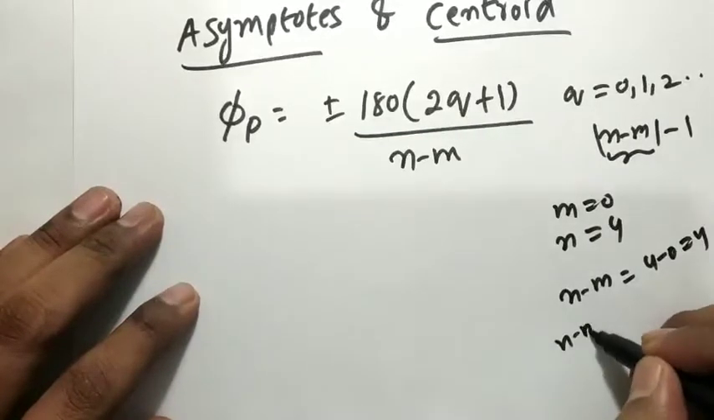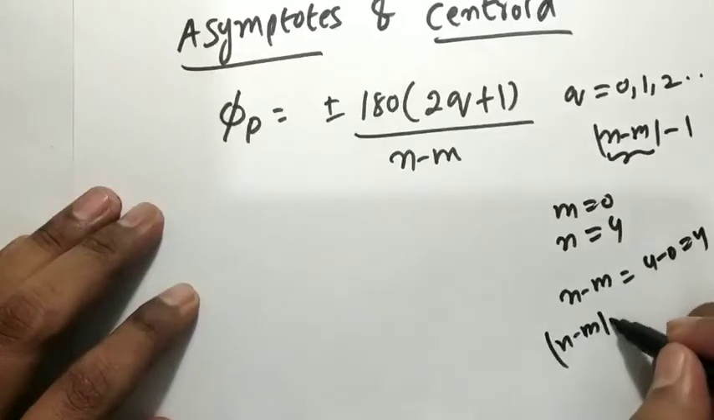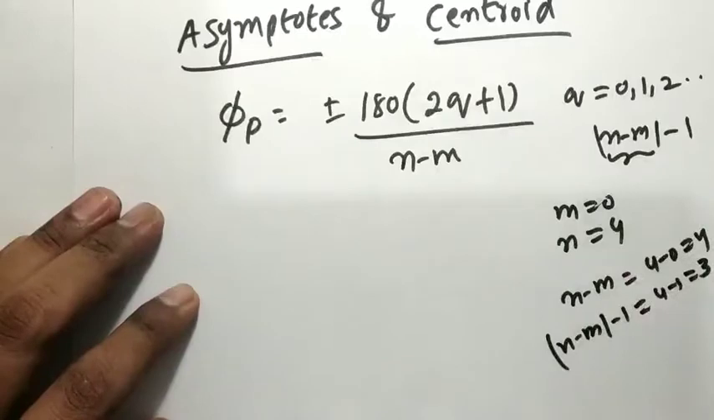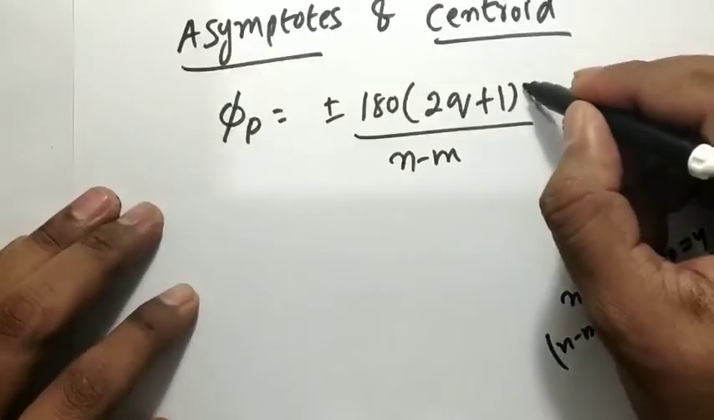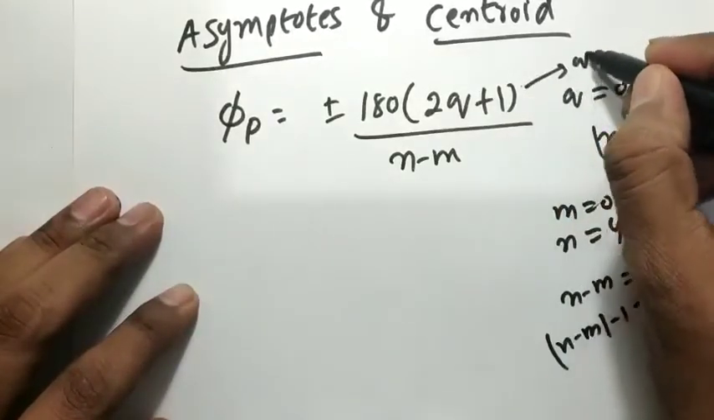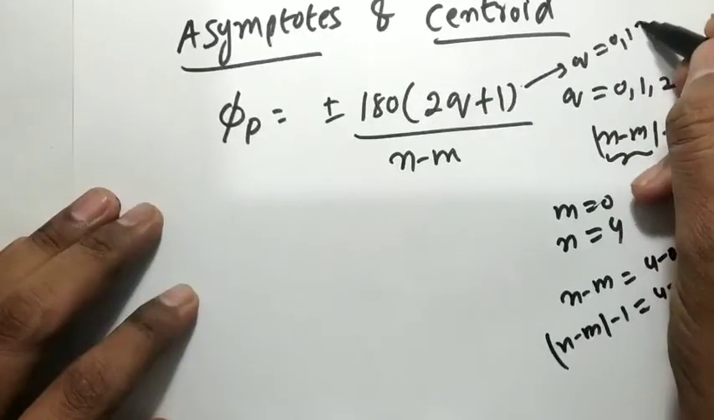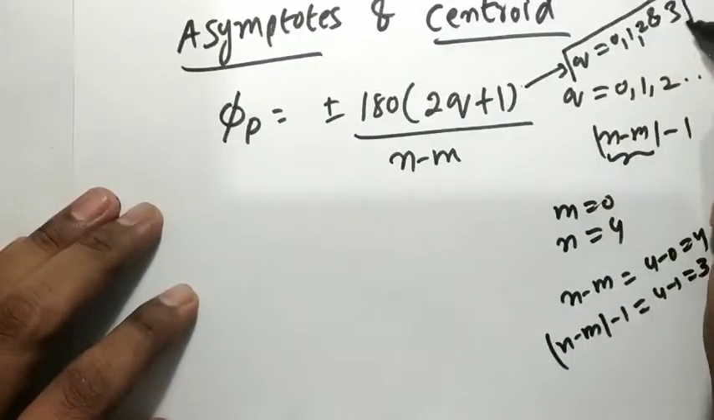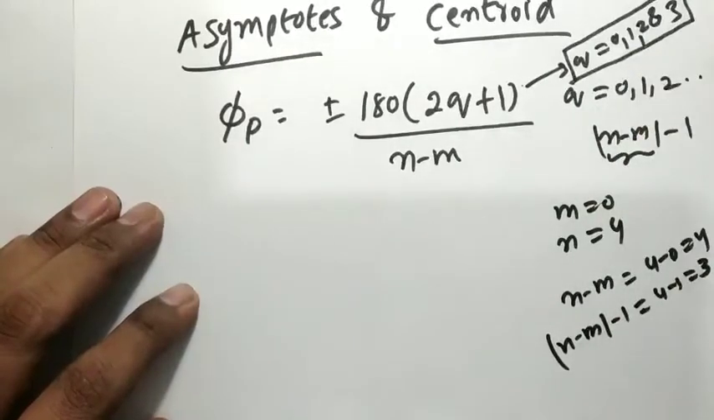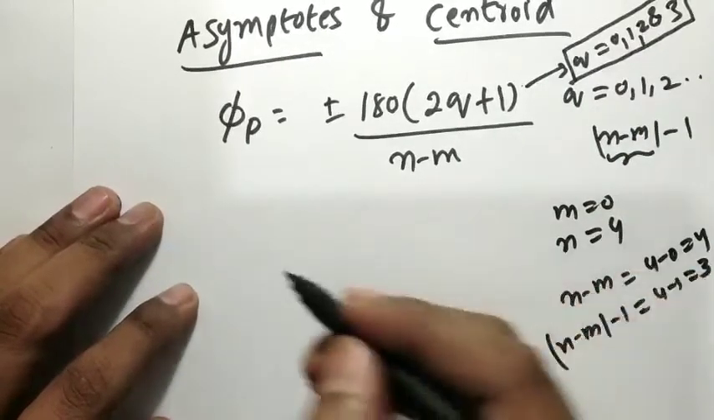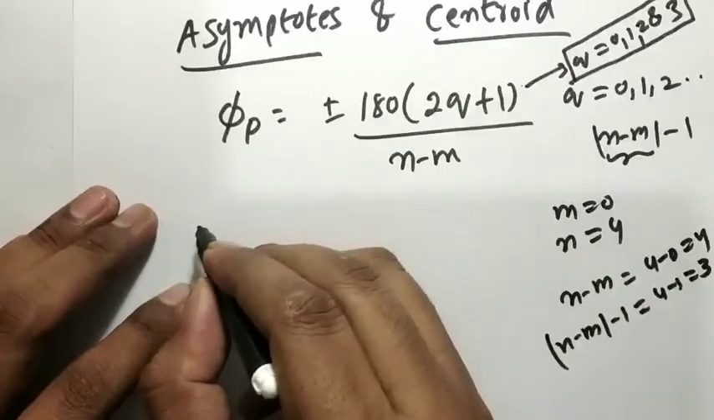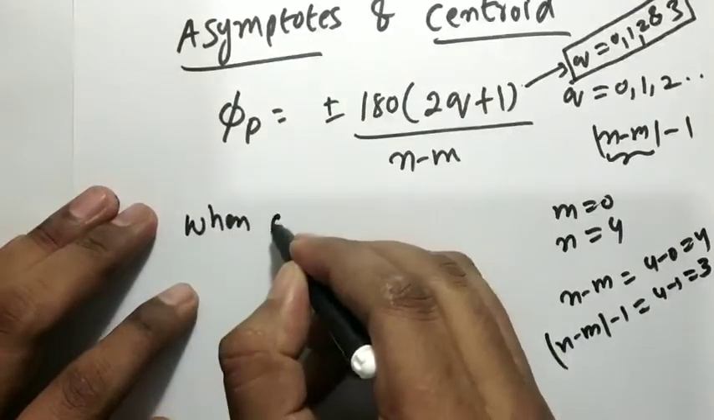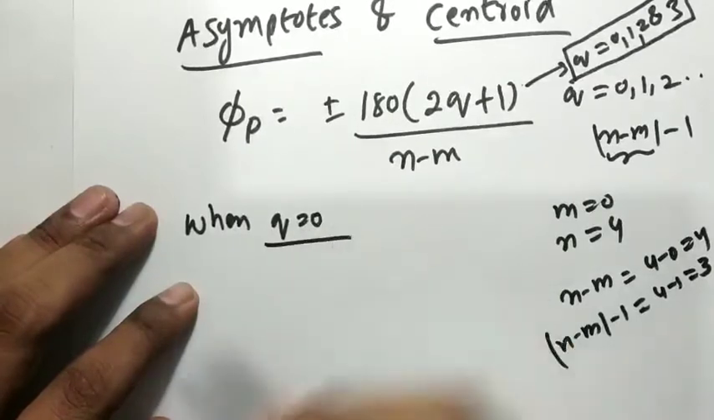Then n minus m minus 1 is 4 minus 1, so you will get 3. It means the q value is equal to 0, 1, 2 and 3. So we have to find the asymptotes for q equal to 0, 1, 2, 3, one by one. When q is equal to 0, what is your asymptote?